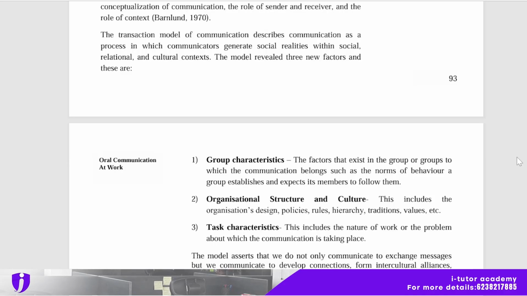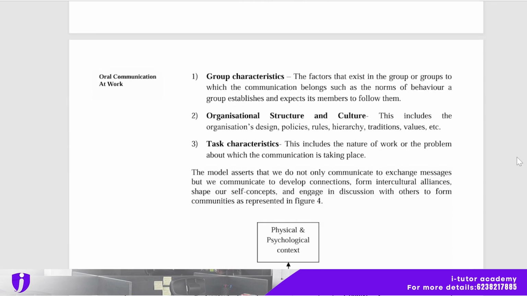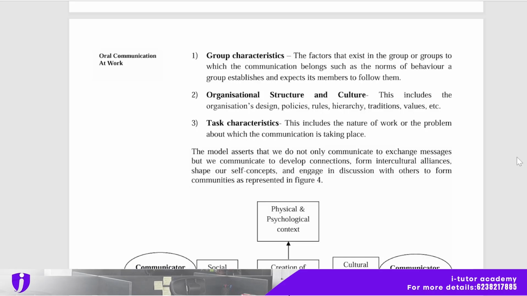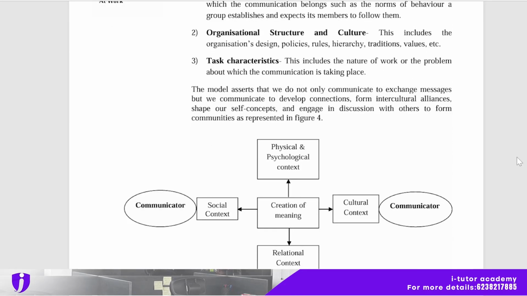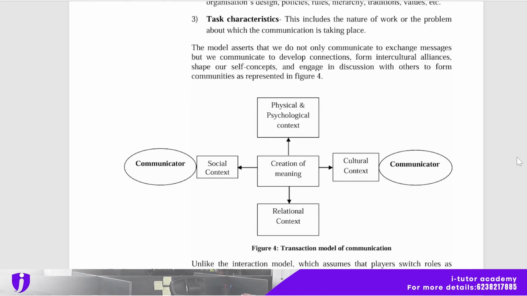relational and cultural context. The model revealed three new factors. These are group characteristics, the factors that exist in the group or groups to which the communication belongs, such as the norms of behavior a group establishes and expects its members to follow; organizational structure and culture, which includes the organization design, policies, rules, hierarchies, traditions, values, etc.; and task characteristics, which include the nature of work or the problem about which the communication is taking place.